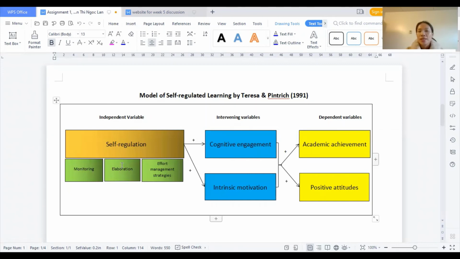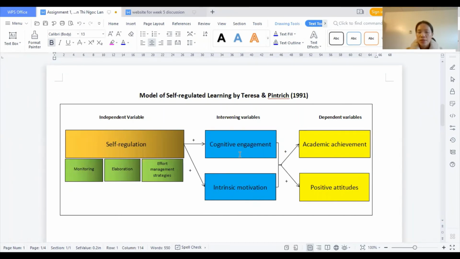And in this model, self-regulation is an active and constructive process whereby students can set their learning goals and they can know how to monitor, regulate, and control their cognition during their learning. And they also know how to elaborate their learning strategies, as well as their effort management strategies to meet their goals. So self-regulation can positively engage students' cognition in their learning, as well as improve their intrinsic motivation.